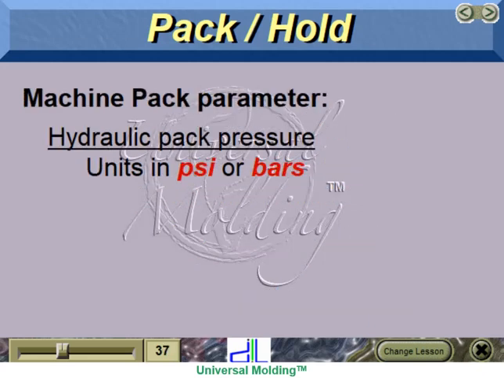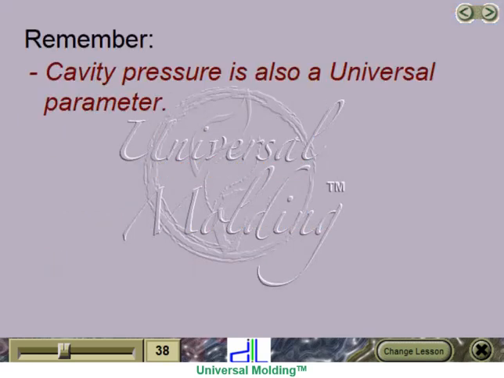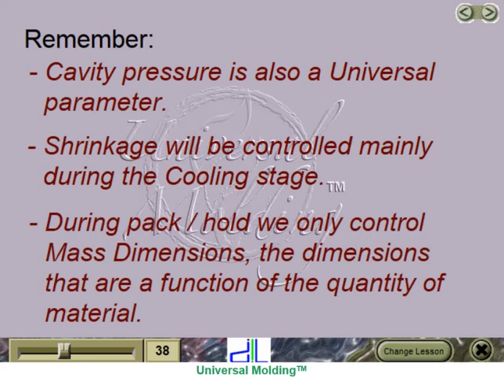Machine pack parameter. Hydraulic pack pressure. Units in PSI or bars. Universal pack parameter. Plastic pack pressure. Units in PSI or bars. Remember, cavity pressure is also a universal parameter. Shrinkage will be controlled mainly during the cooling stage. During pack hold, we only control mass dimensions, the dimensions that are a function of the quantity of material.